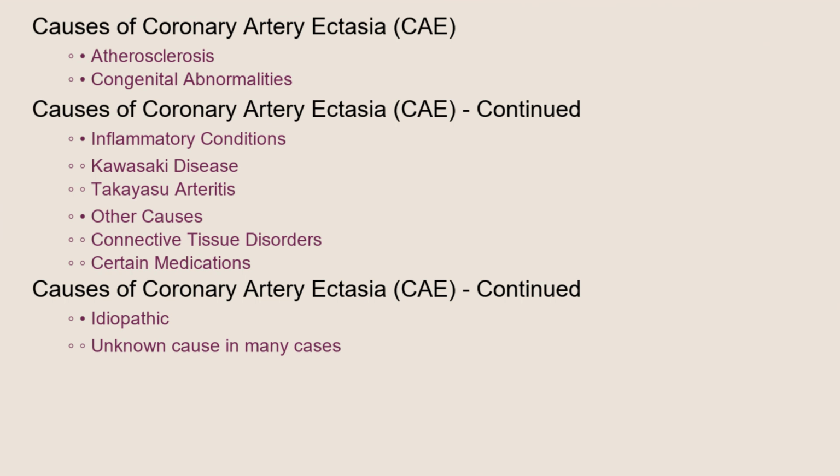In many cases, it's a consequence of atherosclerosis, the same culprit behind typical coronary artery disease, where plaque builds up in the arteries. However, it can also stem from congenital abnormalities, meaning a person is born with it. Other, less frequent causes include inflammatory conditions like Kawasaki disease or Takayasu arteritis, connective tissue disorders, or even be triggered by certain medications. But, in a considerable number of cases, the exact cause remains elusive.